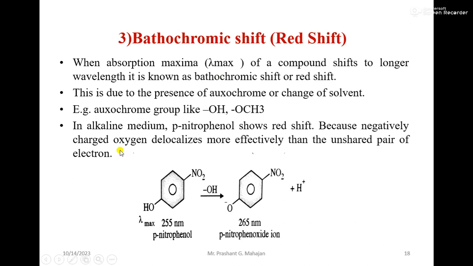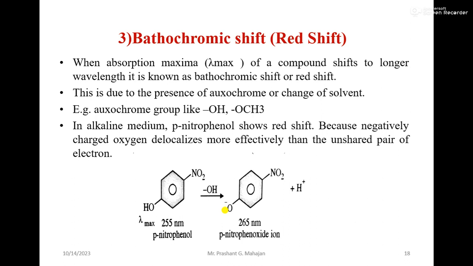So when we add alkaline solution to p-nitrophenol, it is going to show the red shift. That means in para-nitrophenol, when we add OH, it will abstract that H and create a negative charge on the oxygen. So that is making resonance easier. So lambda max or absorption maxima is going to increase due to development of that negative charge on the oxygen.